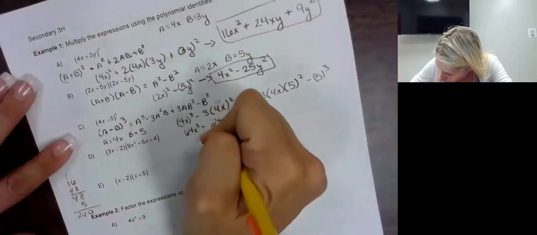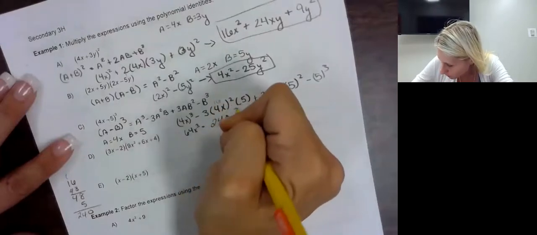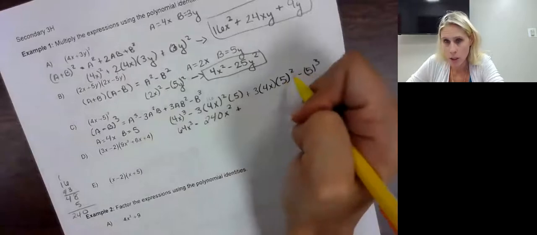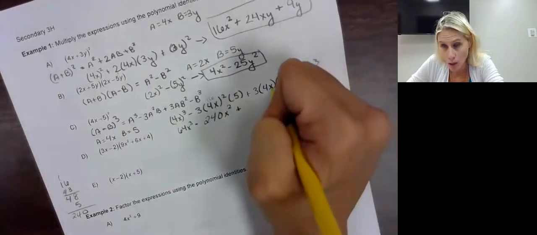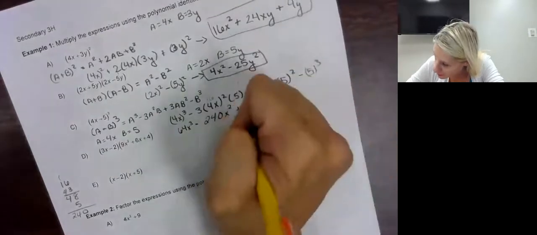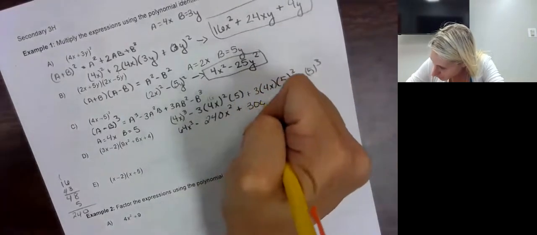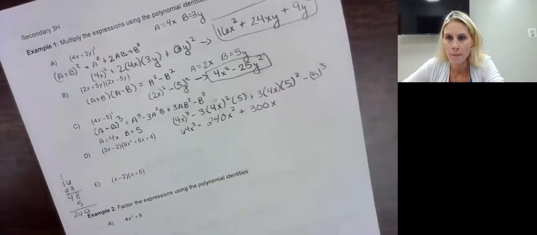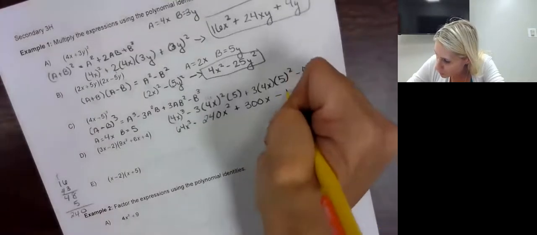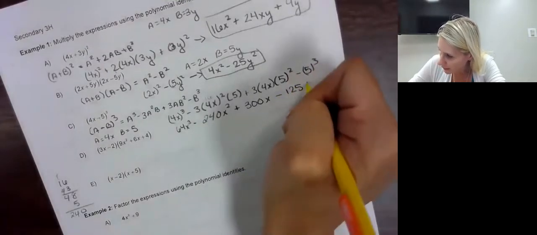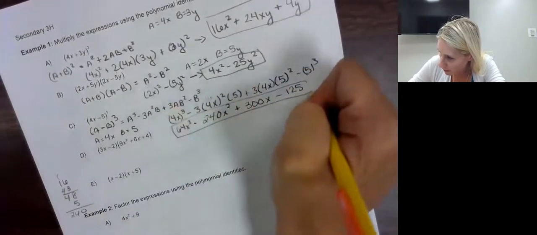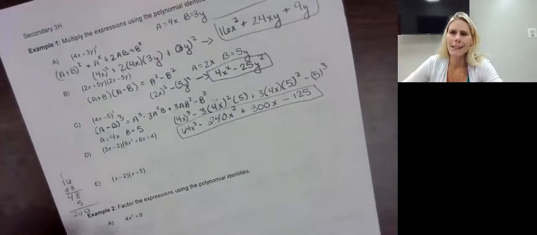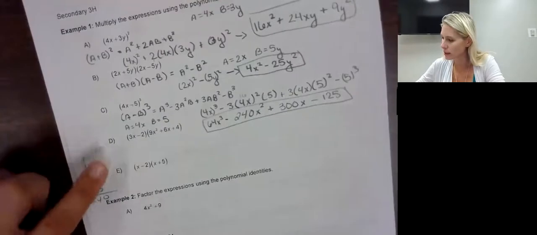So this is 240x squared plus, let's see, this is 25. 25 times 4 is 100 times 3, which is 300. Now, don't forget, guys, this is just x to the first because only that 5 was squared, not x. And then I know that 5 cubed is 125. And there is our answer. Now, again, could this have been faster using your box? Maybe. But they start to have multiple ways that you can get through things.